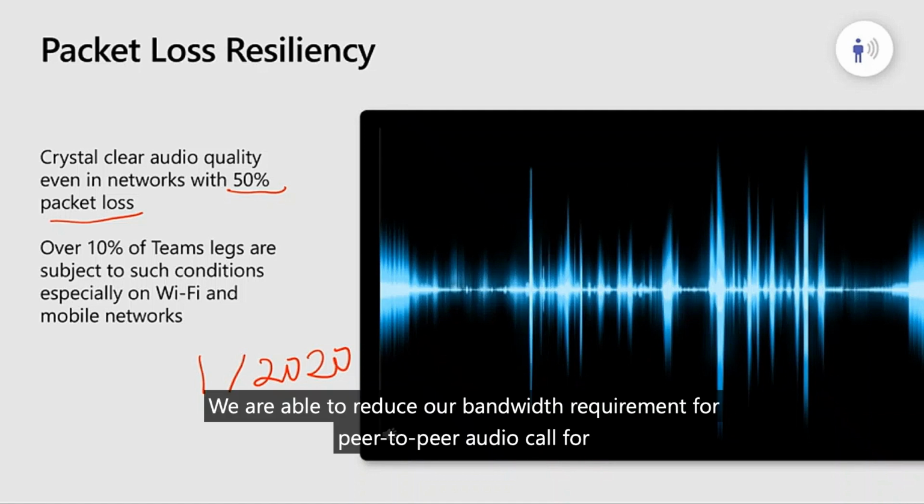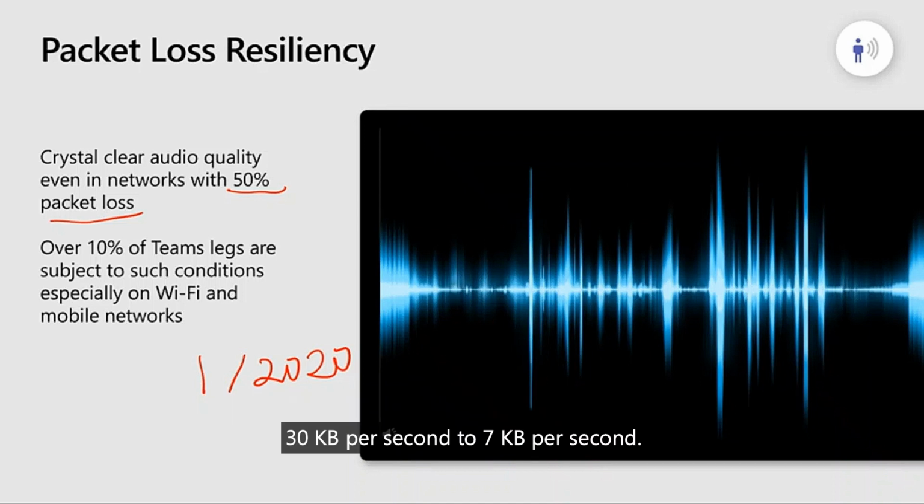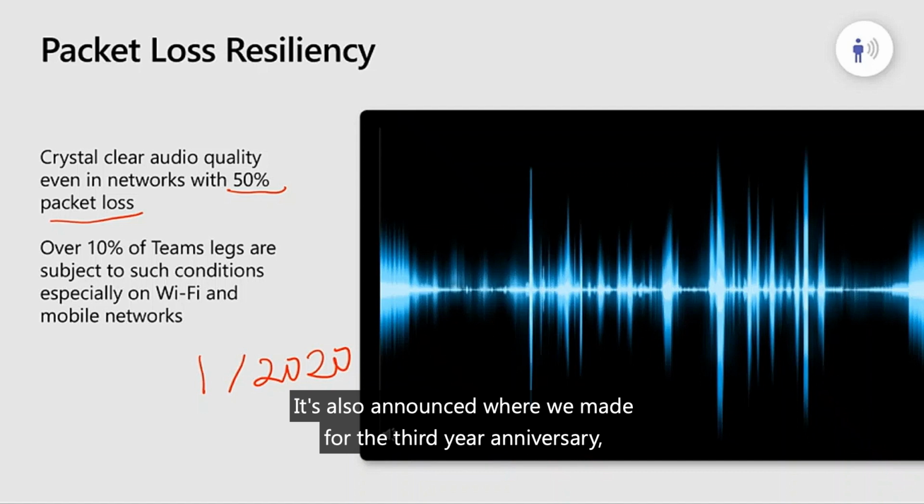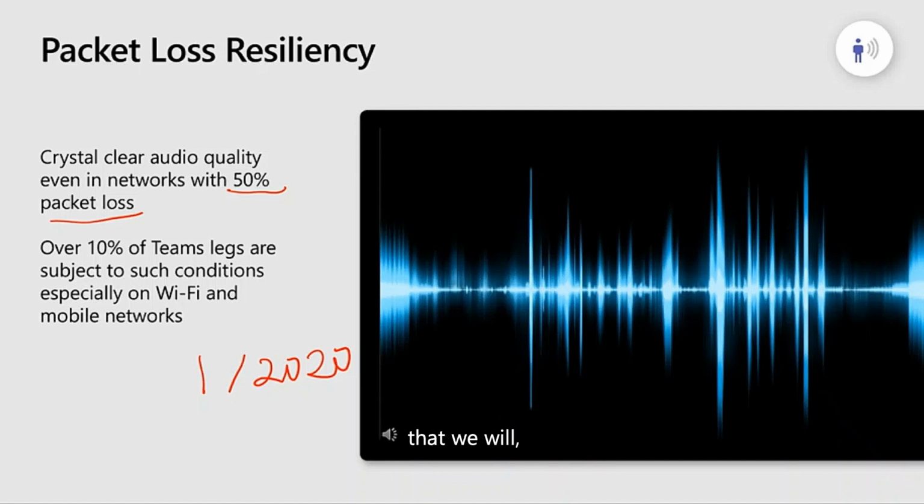So coming up, we also have a big improvement. We are able to reduce our bandwidth requirement for peer-to-peer audio calls from 30 kb per second to 7 kb per second. It's also an announcement we made for the 3rd year anniversary that we will revamp our audio codec from currently Silk to Satin.